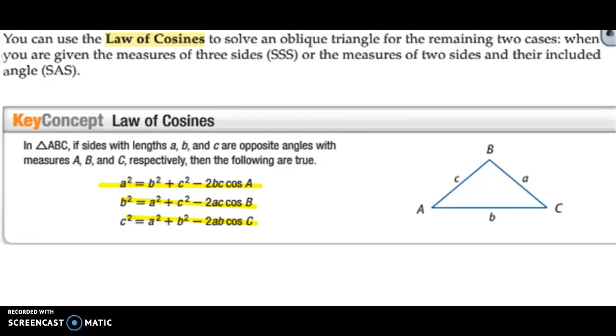What that says essentially is that this side A, if you square that value, it's equal to this side squared plus this side squared minus 2 times this side times this side times the cosine of this angle. Okay? It sounds really confusing. When we start looking at it with triangles, it's just a little bit easier.